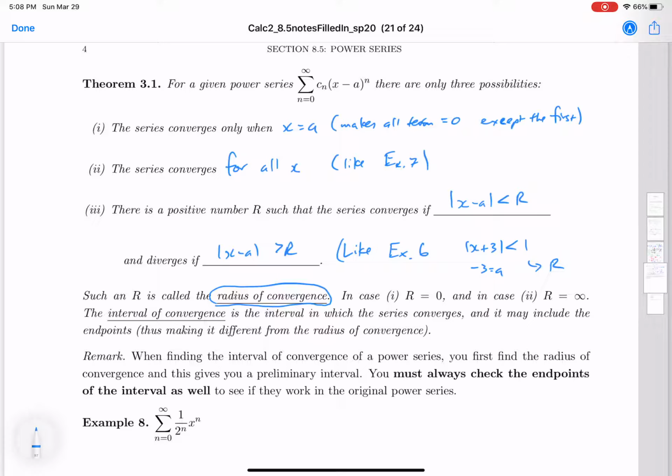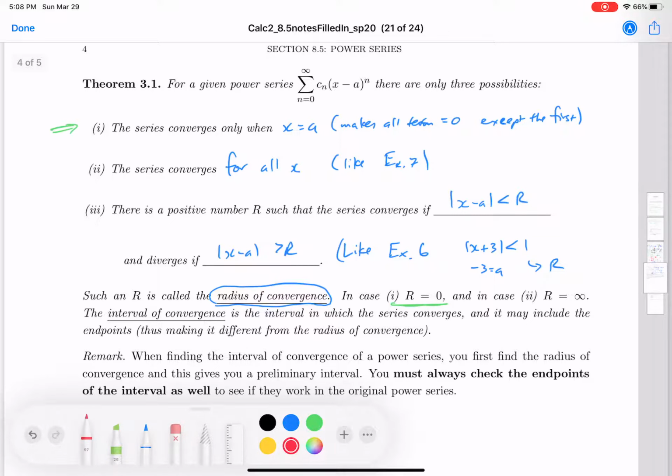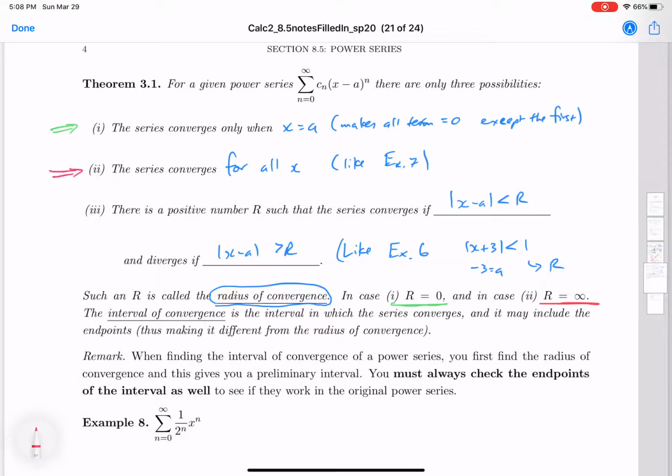In this case, case 1, that's up here, if you're only converging when x is equal to a, we would say that your radius of convergence is 0. And in case 2, when you're converging for all values of x, we would say your radius of convergence is infinity. And for option 3, you would have an actual number for your radius of convergence, like 1 or 2 or 7. The interval of convergence is the interval in which this series converges. It may include the endpoints, and it may not. So it does give us slightly different information than the radius of convergence.